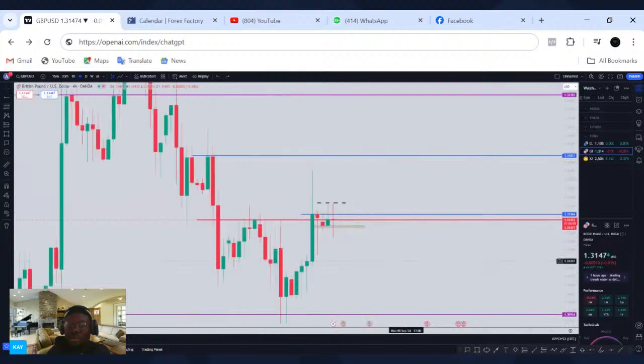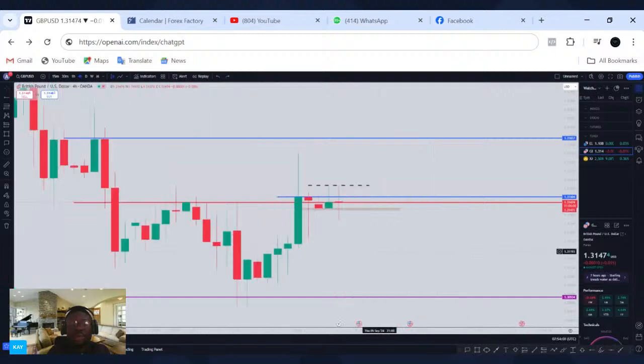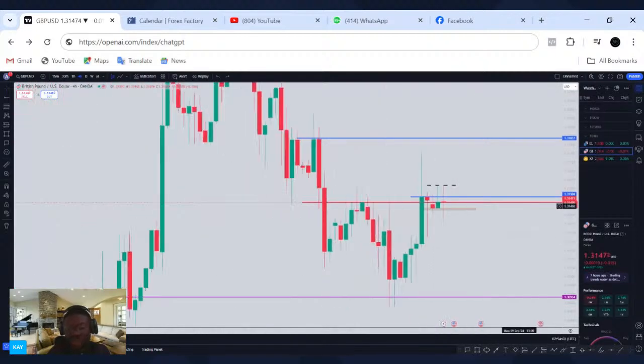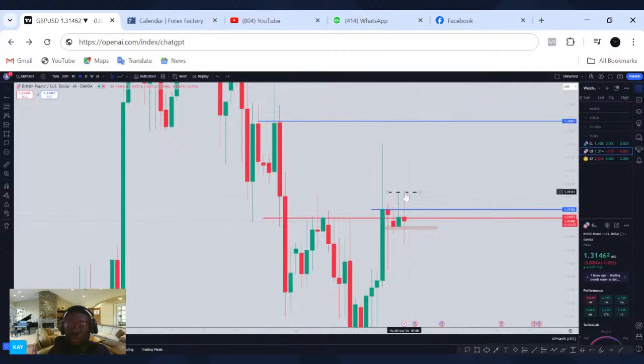Now, when it comes to GBP USD, it's important for you to wait for the candle to close. The reason I'm saying this is, on this candle there has been a break at the H4 time frame. The tip of the candle has been broken, and the dip of the candle has been broken.